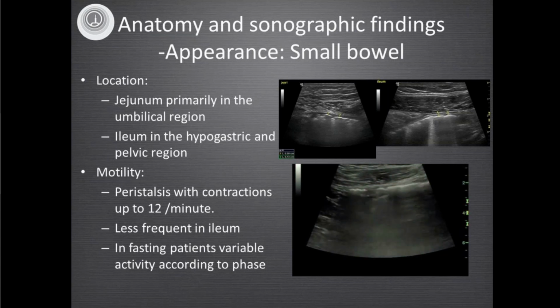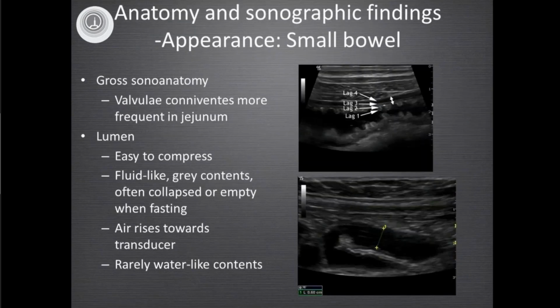Obviously, the peristalsis will vary in fasting patients, because sometimes it will be in phase 1 and sometimes in phase 3 with a lot of contractions. Furthermore, you can see the folds in the mucosa. That can be much clearer in the duodenum, also called the valvulae conniventes. The lumen can be this grayish fluid, or more like water, like shown in these images.